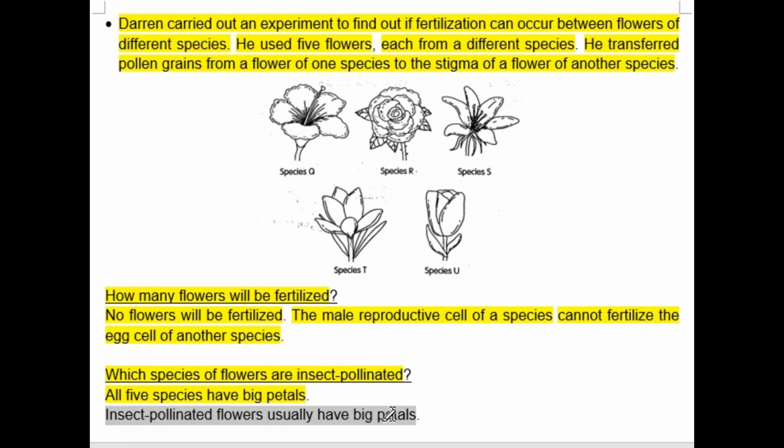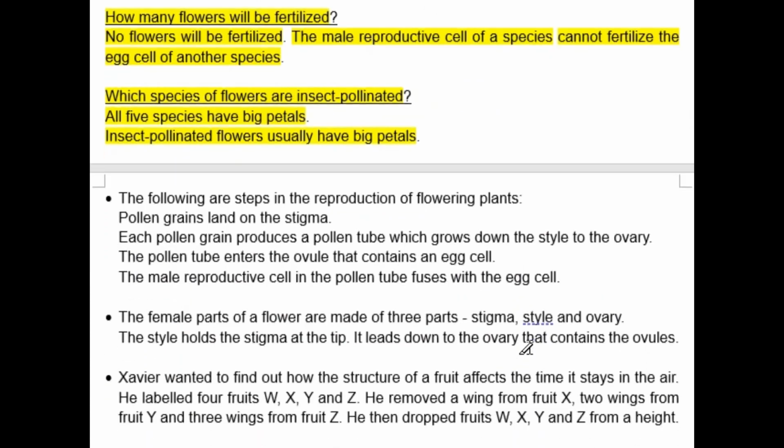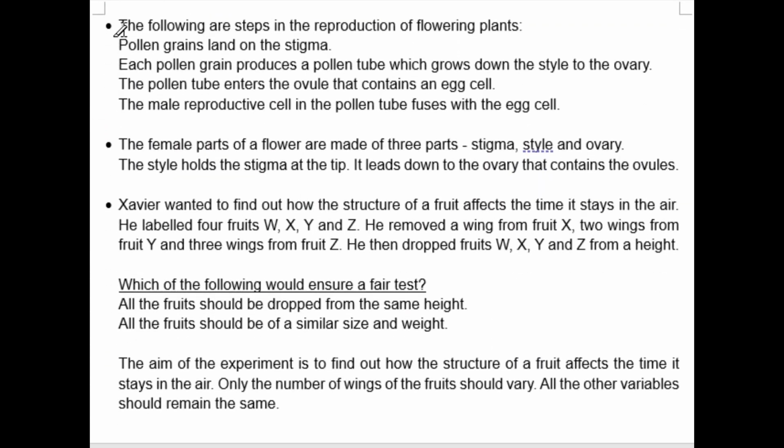Insect-pollinated flowers usually have big petals. The following are steps in the reproduction of flowering plants. Pollen grains land on the stigma. Each pollen grain produces a pollen tube which grows down the style to the ovary. The pollen tube enters the ovule that contains an egg cell. The male reproductive cells in the pollen tube fuse with the egg cell.